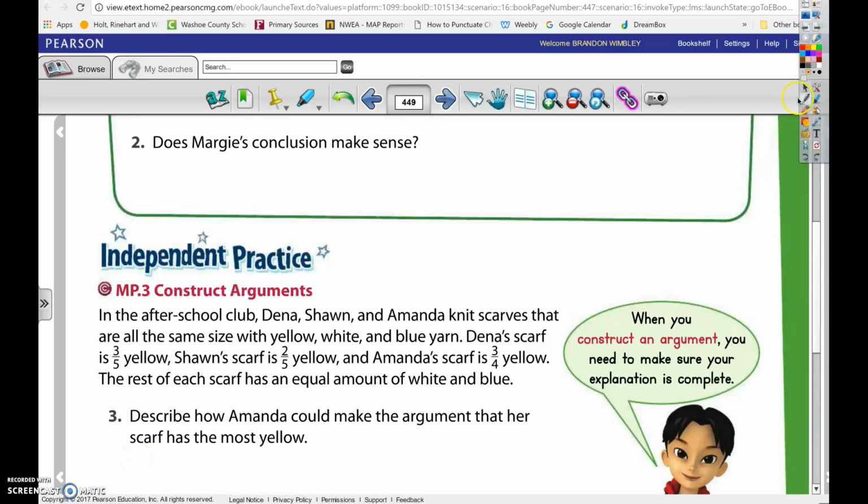All right, so we did the top problem in class. Did Margie's conclusion make sense? And remember that we concluded the answer was no, and we wrote down why. So hopefully you had that done as well. So here's our next problem.